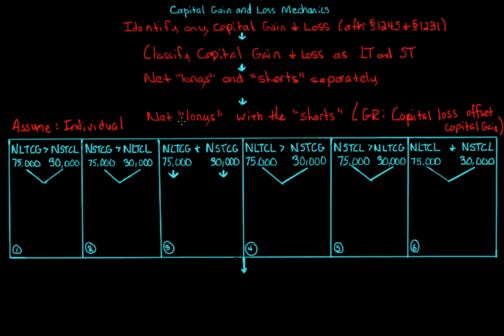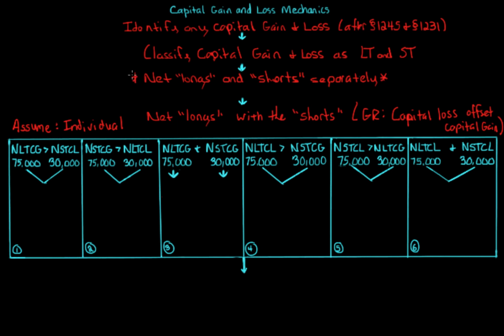So the next step is we net the longs with the shorts. And that's what these 6 examples are here to show you. The 6 different possibilities of everything you can have. Obviously different numbers, but the different possibilities of the results. So the general rule is that capital losses can offset capital gains. The way it works though is because we net the longs separately and the shorts separately first before we net all the capital gains and losses, we do it in order. We do this first. This comes first.